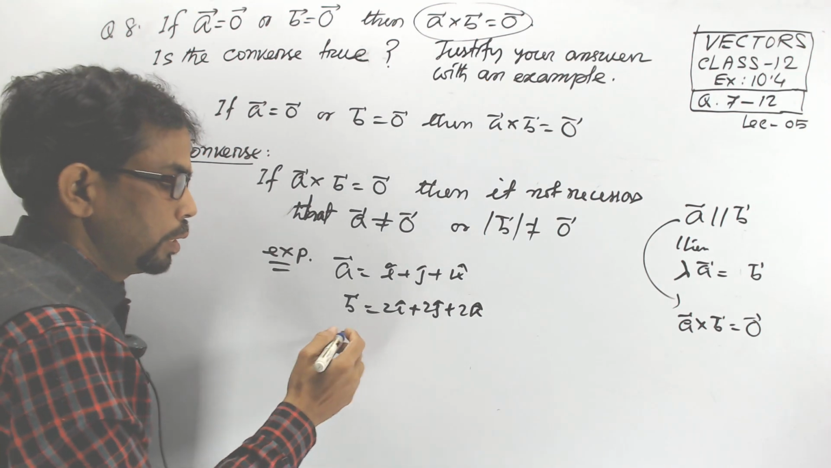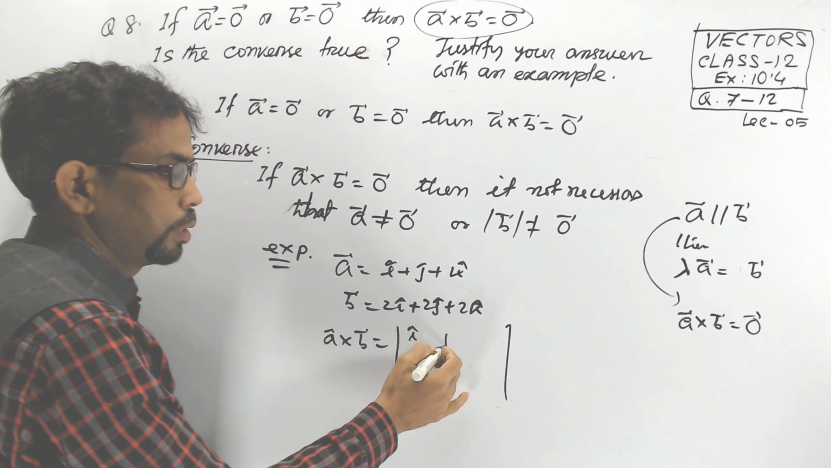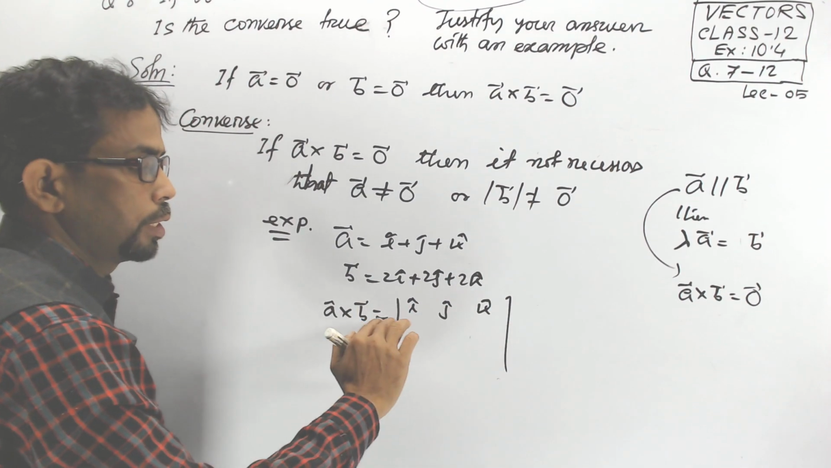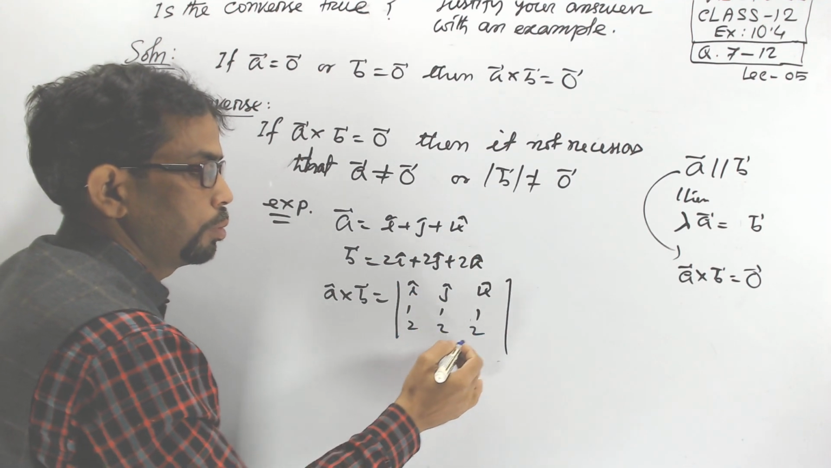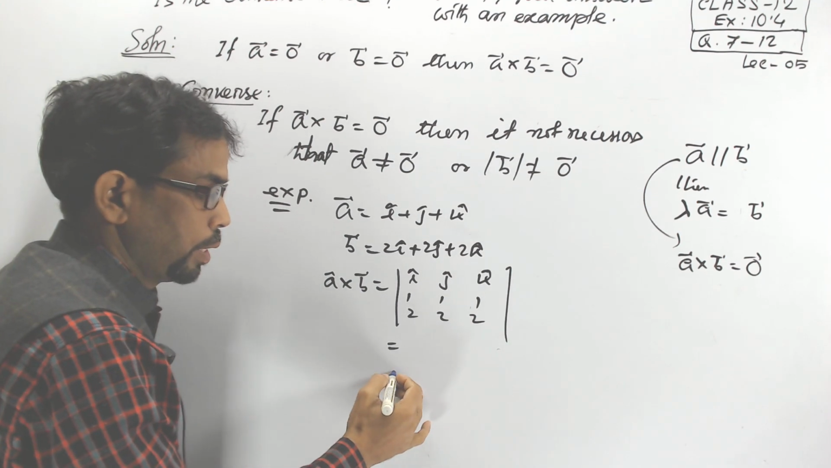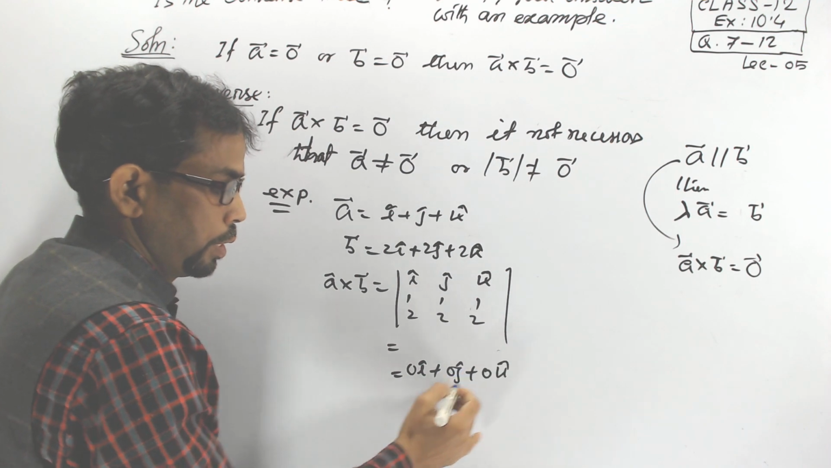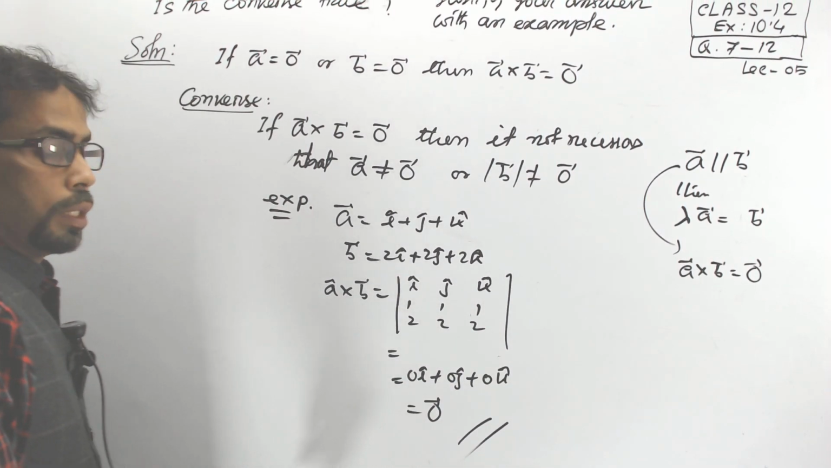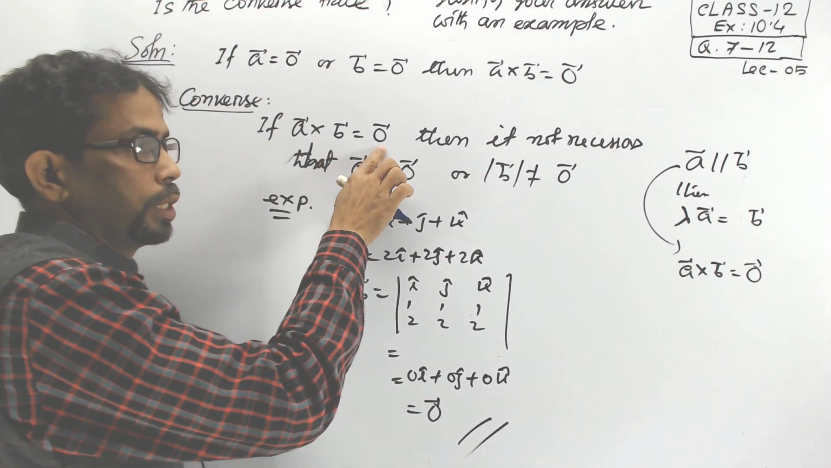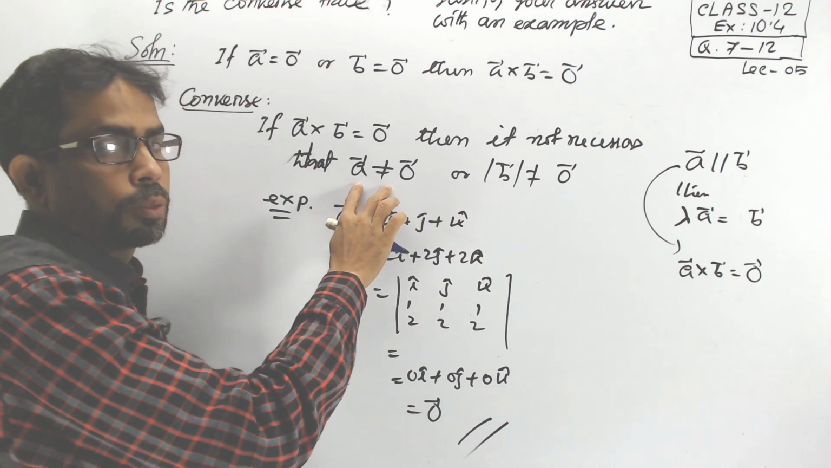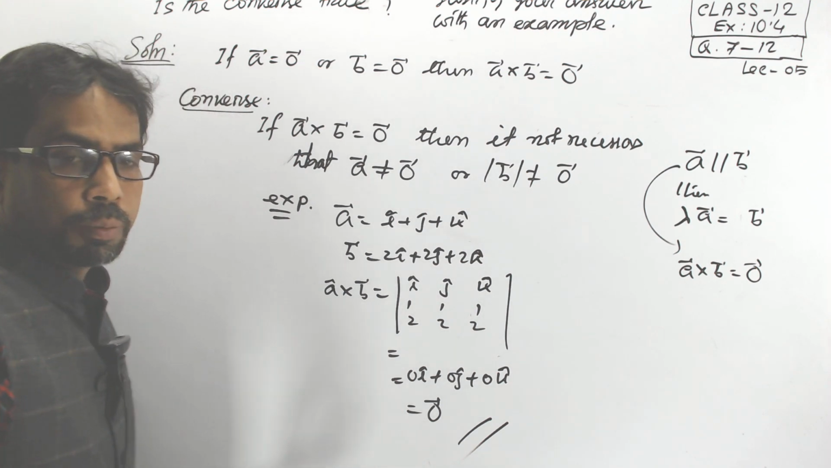So I am taking 2, and then we find the cross product using the determinant. The first row is made by i, j, k, the second row by the coefficients of the first vector 1, 1, 1, and the third row by the second vector's coefficients 2, 2, 2. If we expand this cross product, it will be 0i, 0j, 0k, which is a 0 vector, and that is the complete solution. So if the cross product of two vectors is 0, it is not necessary that the vectors must be 0. We can see here two non-zero vectors whose cross product is a 0 vector.